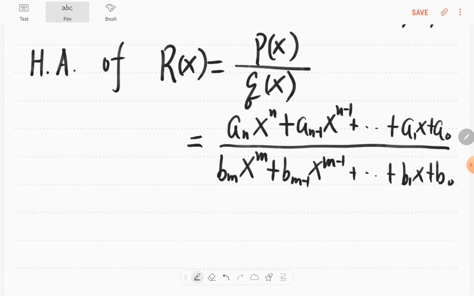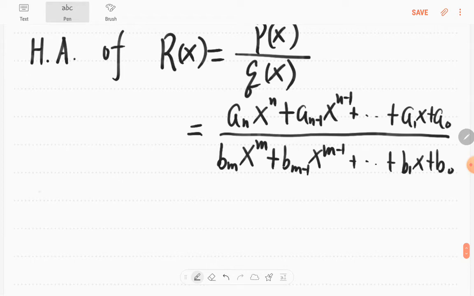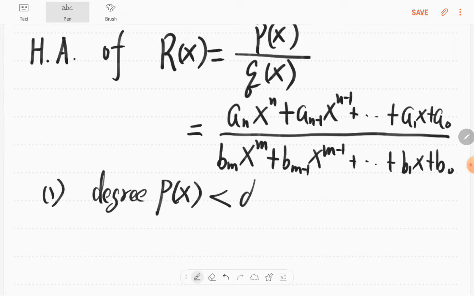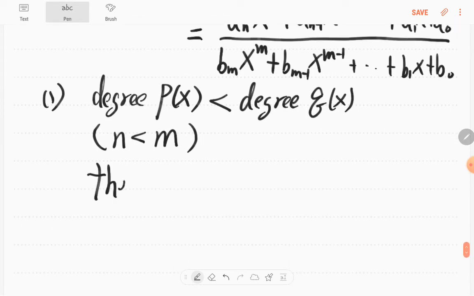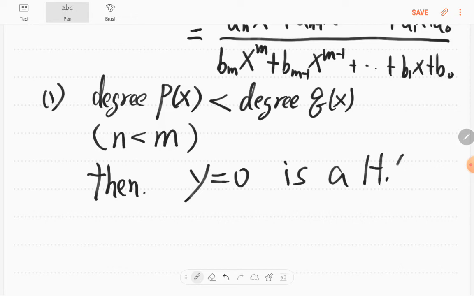So how to find the horizontal asymptote? We have several cases you need to know. If the degree of P(x) is less than the degree of Q(x), so for this case, n is less than m, then y equals 0 is a horizontal asymptote.